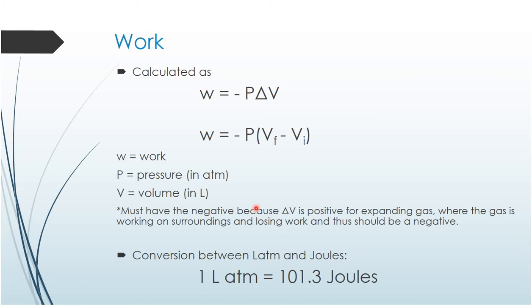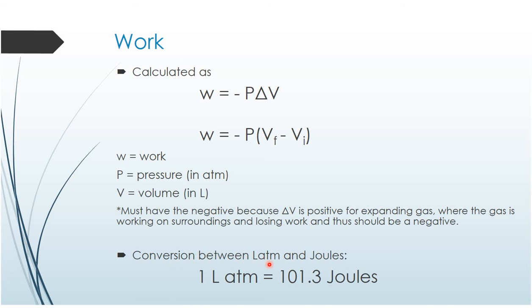Now, in general, we calculate work as negative pressure times the change in volume. This delta just means change, which we can simplify as work is equal to negative pressure times the final volume minus the initial volume. It has to be negative, guys, because if you expand, you're pushing against the surroundings. You need a negative to show that the system is losing that, okay? If it is compressing, technically it would be negative, but you're gaining that work, so the negative times the negative makes a positive. So make sure you have the negative P delta V.